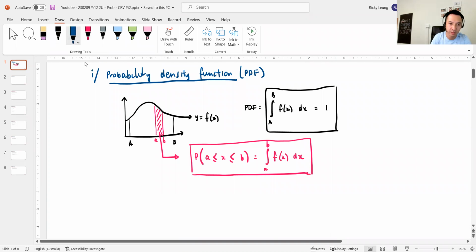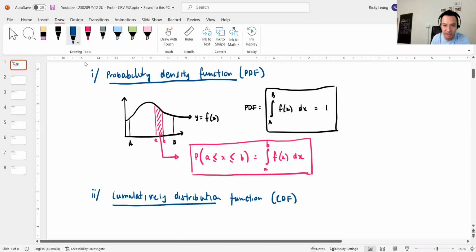In this topic, there is always a comparison between a PDF, a probability density function, and a CDF, a cumulative distribution function. The way I always describe it to my students, it's like the bigger brother of a PDF. If the PDF is like the derivative, then the CDF is like the integral.